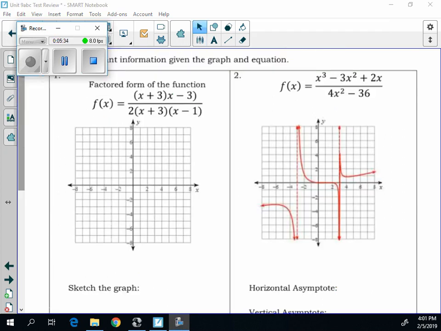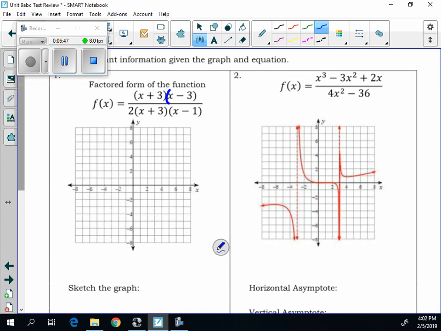Alright, for 9c, we need to graph. So number one, we're going to have to sketch the graph. First, I want to find the holes. Well, it's already in factored form. Is there anything in the numerator and denominator I can simplify? We have x plus 3, so that means the hole. In this case, there's only one hole because that's the only factor that simplifies. And so x plus 3 equals 0, subtract 3, x equals negative 3.